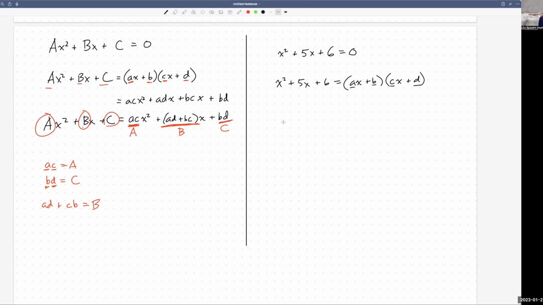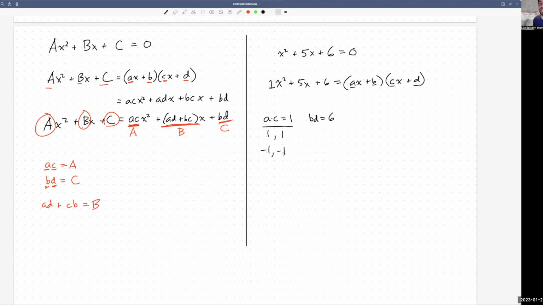Well, what we know is that a times c has to equal the coefficient of x squared, right? I didn't put it there, but there's a 1 there. So we know a times c is 1. We also know that b times d has to be 6. So what are our possibilities for a and c? The only possibilities we have are 1 and 1. 1 times 1 is 1. And -1 times -1 is 1. That's the entire list of all of our factors.